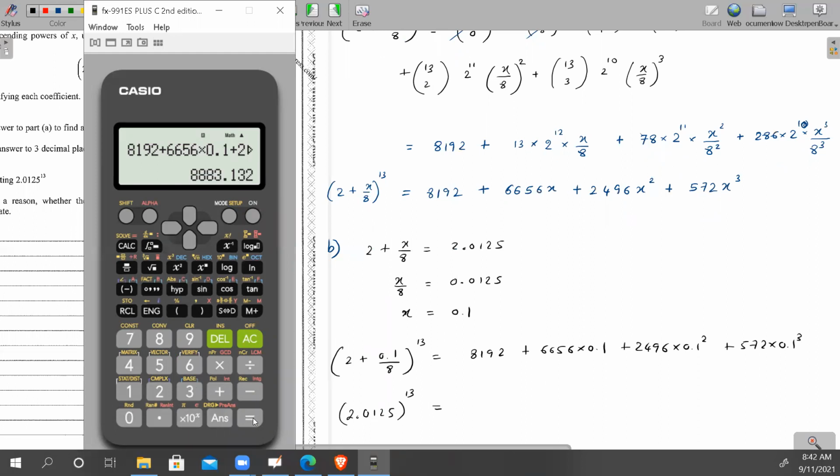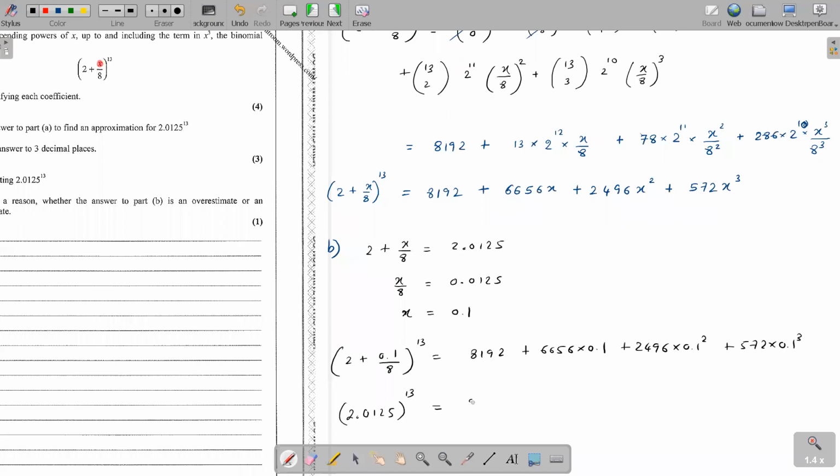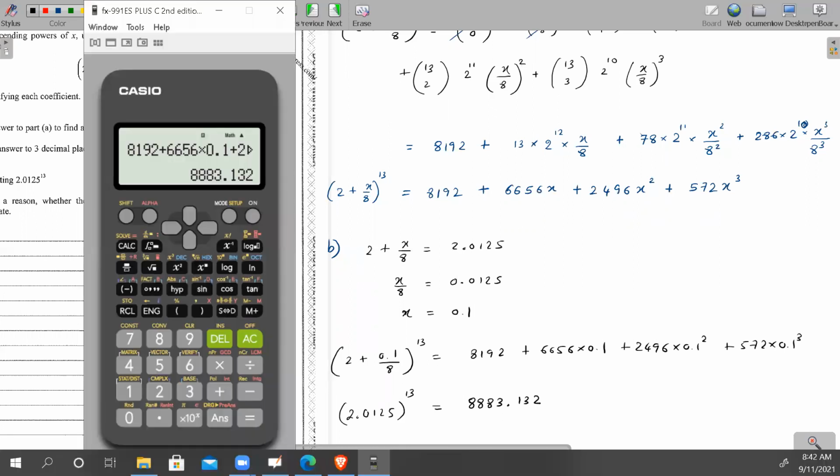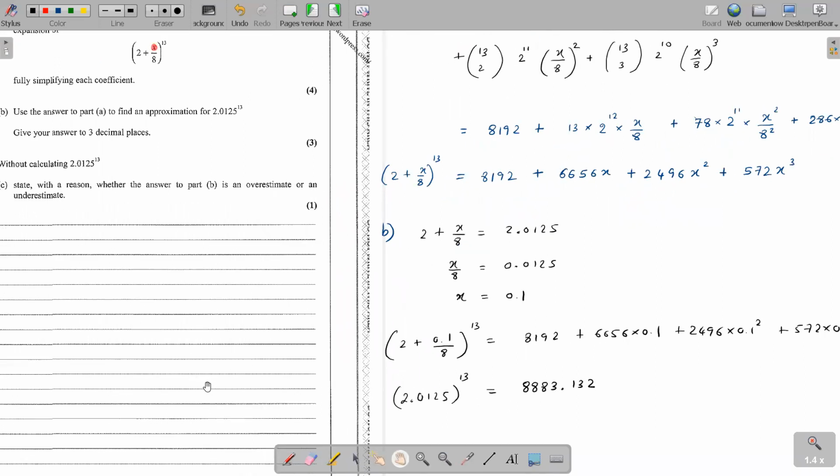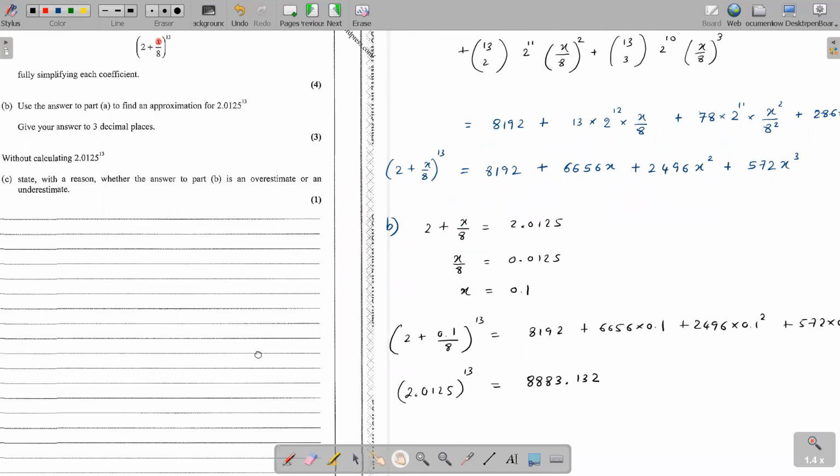So that gives me 8883.132. Okay, so it's the exact answer. They want 3dp, so you have to give it to 3dp: 8883.132. So you have to give that exact value there. Give your answer to 3dp. So we only got 3dp.